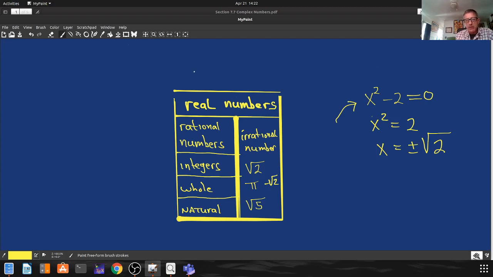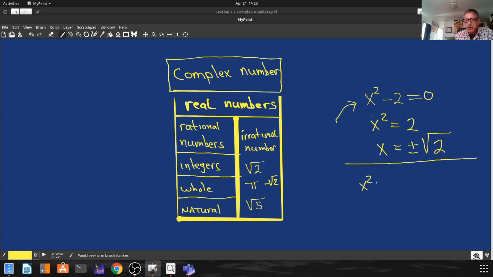But as it turns out, we want a bigger set of numbers. And indeed, we either invent them or we discover them. That's a philosophical question that we don't deal with in this class. But we add to the real numbers a bigger set, and we add to it what are called complex numbers. Look at x squared plus 1 is equal to 0.